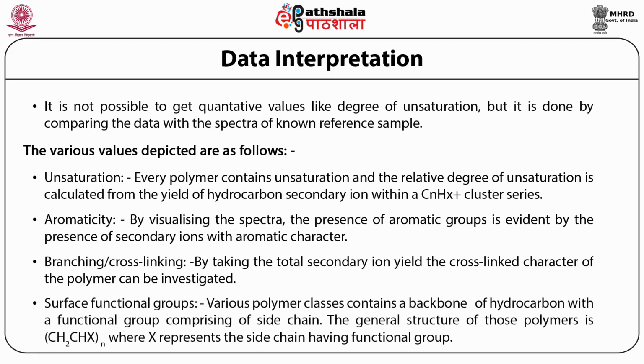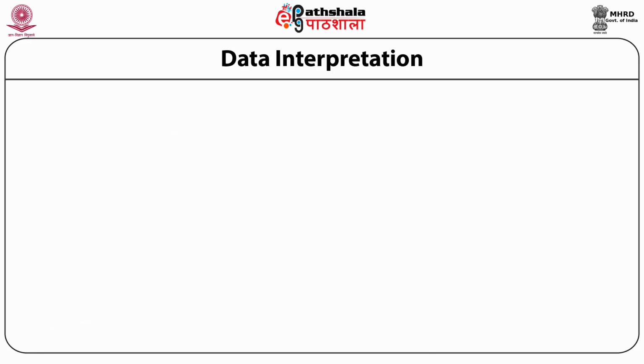Surface functional groups. Various polymer classes contain a backbone of hydrocarbon with a functional group comprising the side chain. The general structure of these polymers is (CH2CHX)n, with n number of units, where X represents the side chain having the functional group.